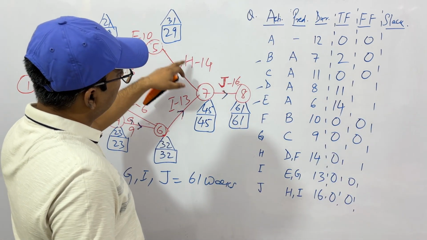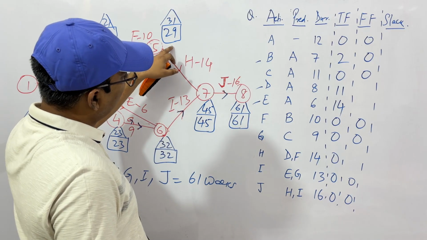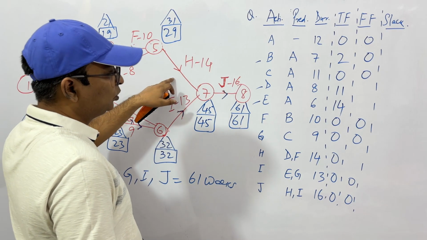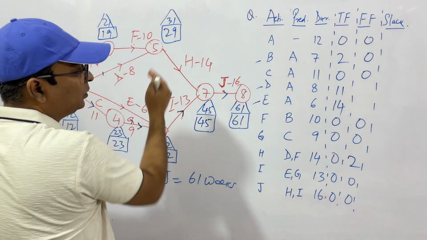Let's calculate this for H, 14. So 29 and 45. 45 minus 29 is 16 and this is 14. So 16 minus 14 is 2. So for H it is 2. That is, you can delay the start of H by 2 days.